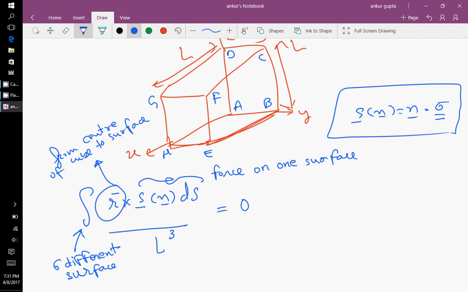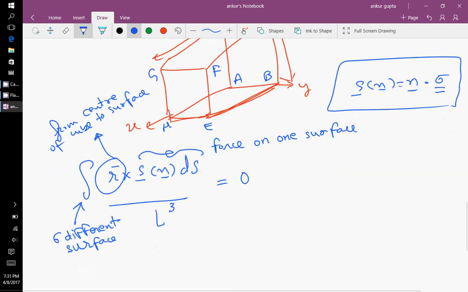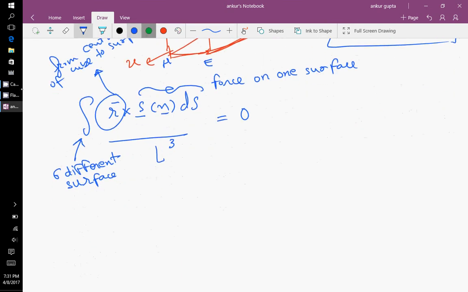Any torque is this r vector cross force, and then we are saying that on a per unit volume basis this should be 0, right? This makes a lot of intuitive sense: we have a length cross force, just on a per unit volume basis, and if we sum over all the 6 surfaces, this should net be 0. Now let us have the ABCD surface.